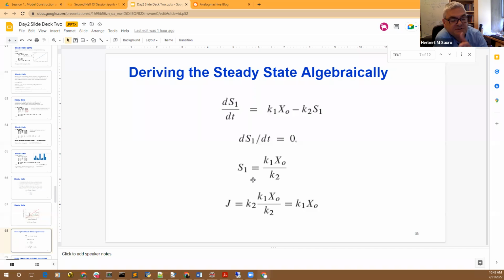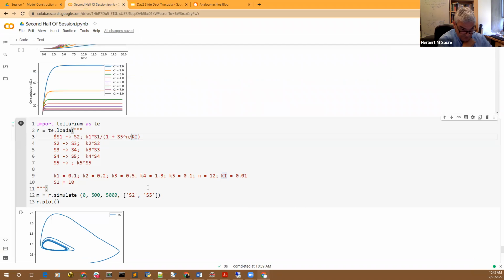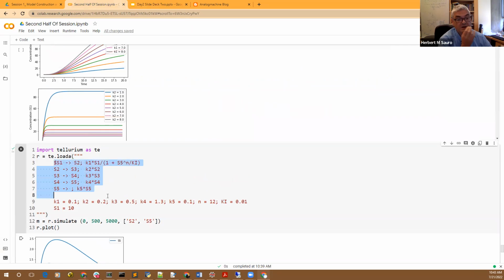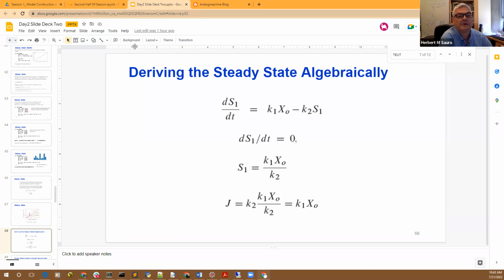Okay. Now, most of the time you can't do this, of course, because a lot of the systems are nonlinear. And I doubt if you could do it for this system, which is why we generally end up doing simulations, because we can't do it analytically. Okay. All right.